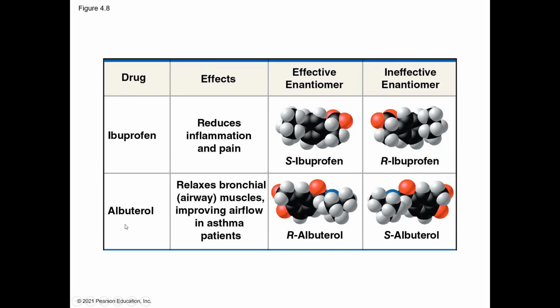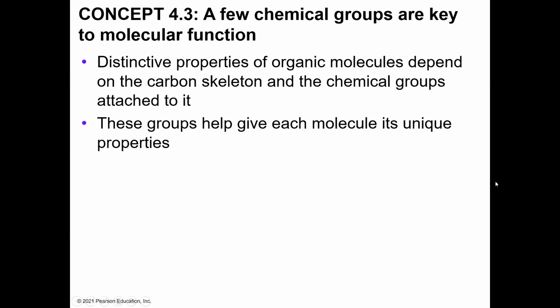Albuterol. If you have asthma, for example, you're probably familiar with your albuterol, your pump. The effective enantiomer is in one direction and the ineffective is in the other. What's really cool about enantiomers and structurally similar isomers is that we can create molecules as drugs to fit into proteins that are in the brain, to allow for them to be effective.